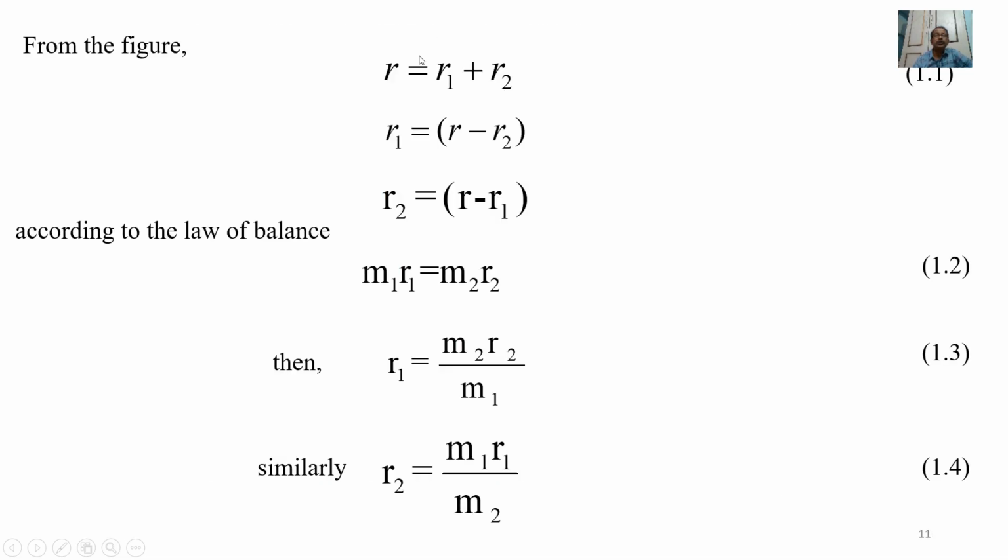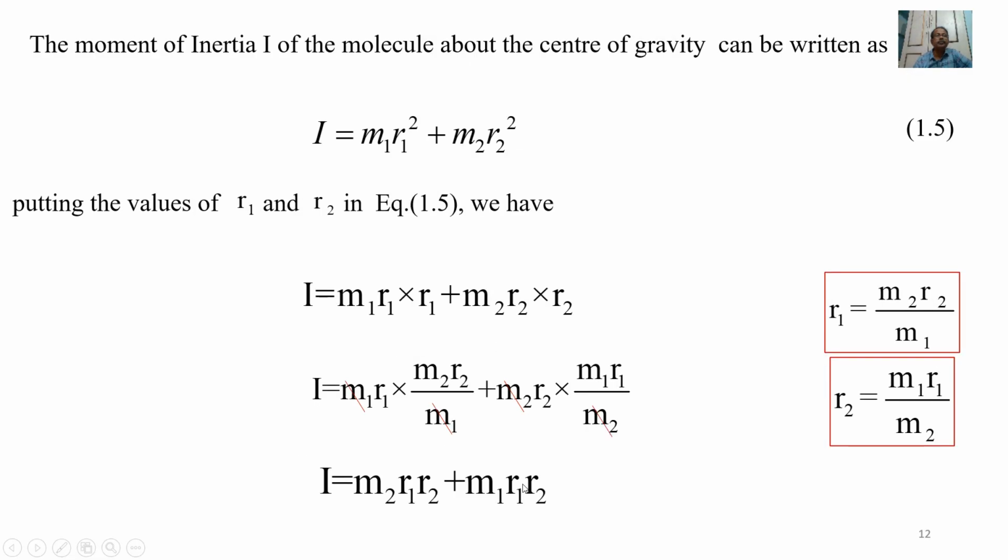So it shows that R equals R1 plus R2, and R1 equals R minus R2, and R2 equals R minus R1. According to the law of balance, M1 R1 equals M2 R2. Therefore, R1 equals M2 R2 divided by M1, as shown in equation 1.3. Similarly, we can get R2 from equation 1.2 as R2 equals M1 R1 divided by M2. The moment of inertia of the molecule about the center of gravity can be written as I equals M1 R1 square plus M2 R2 square.